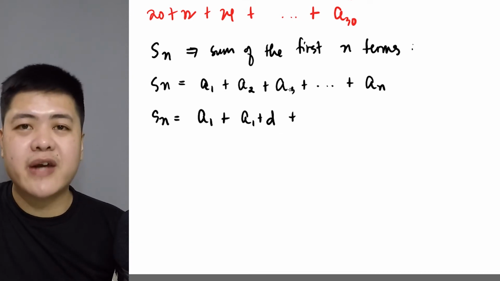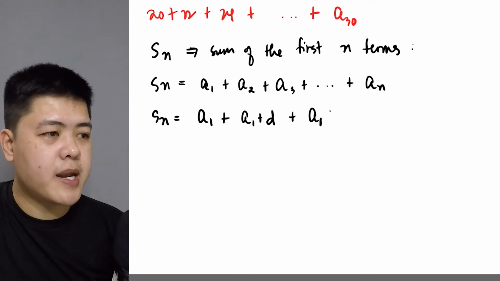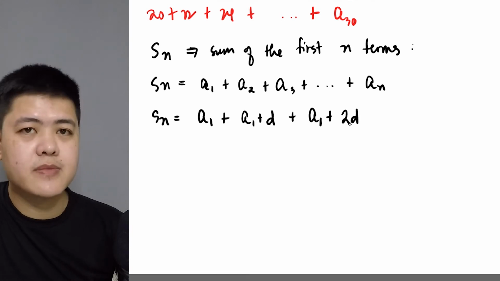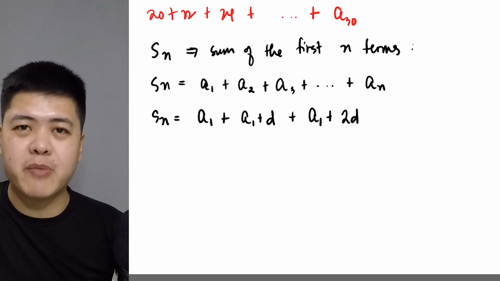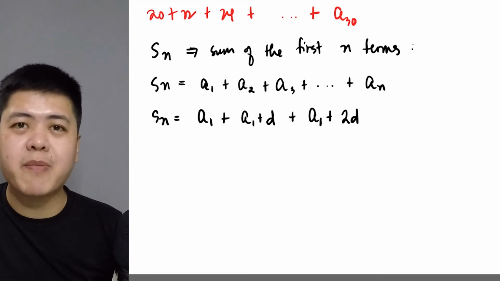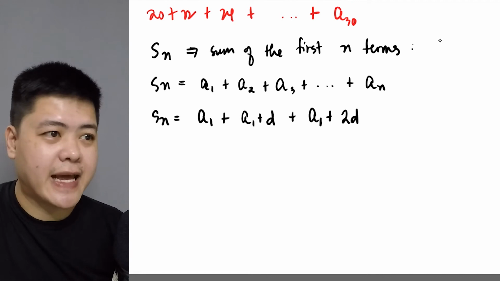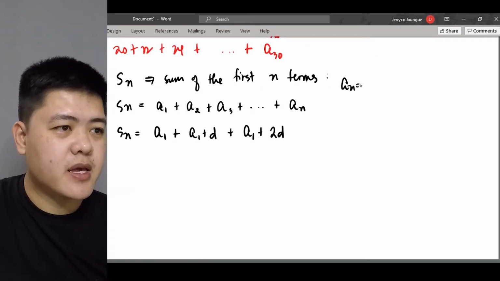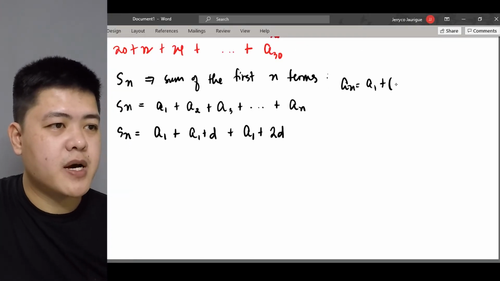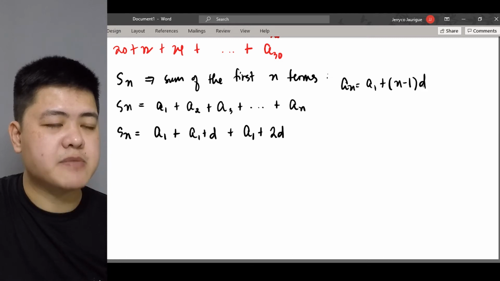A sub 3 we can write as a sub 1 plus 2d, because it's n minus 1 times d. Remember, n minus 1 times d. So 3 minus 1, that's 2d. I'll write this here so we remember: a sub n equals a sub 1 plus n minus 1 times d.